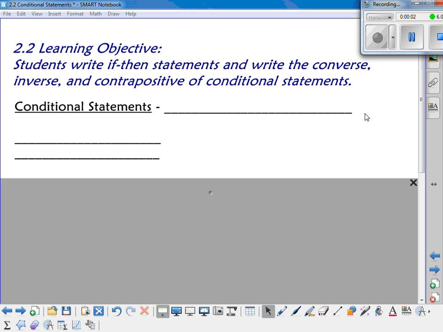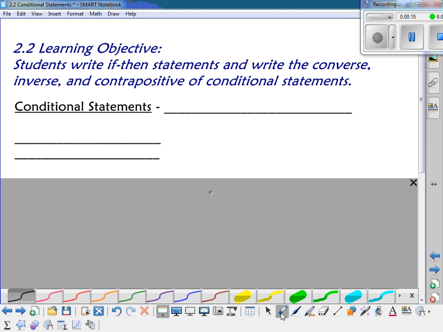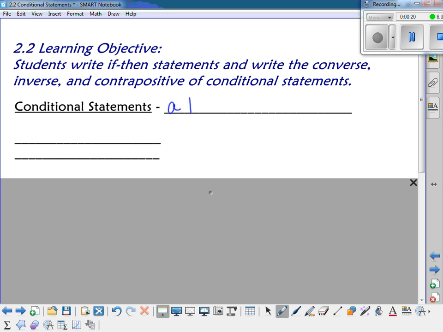Today's learning objective is students write if-then statements and write the converse, inverse, and contrapositive of conditional statements. So first of all, what is a conditional statement? A conditional statement is a logical statement with two parts.